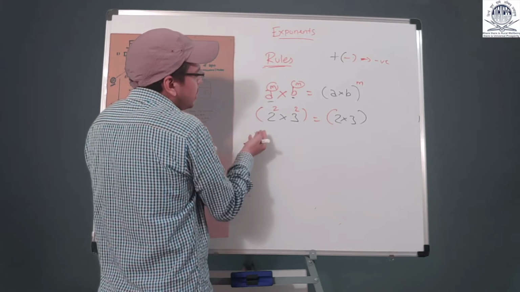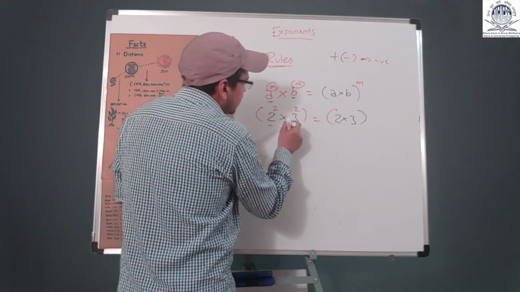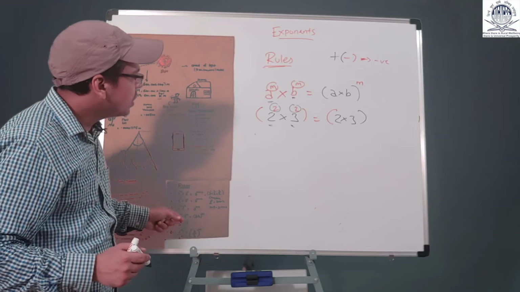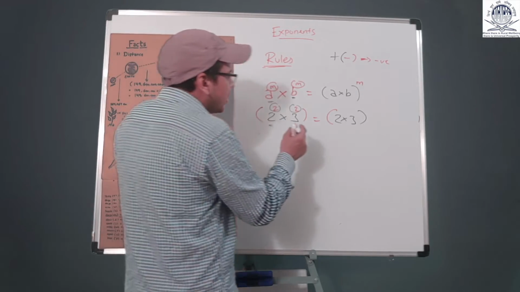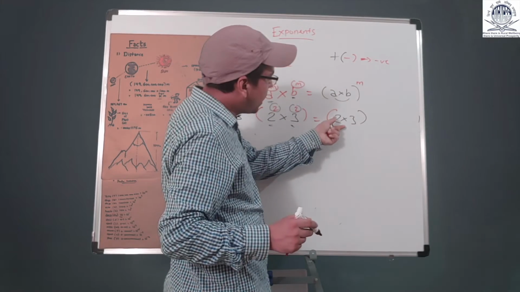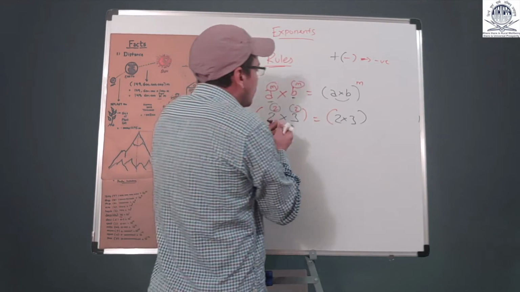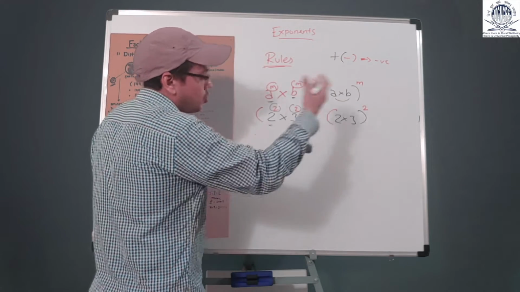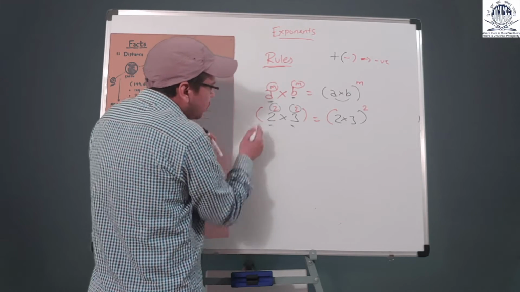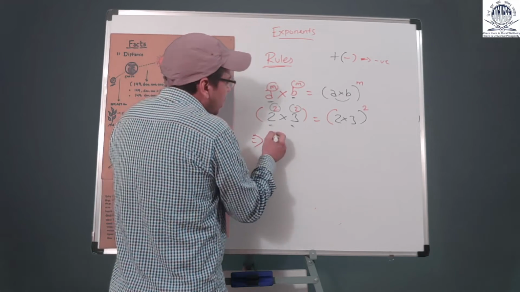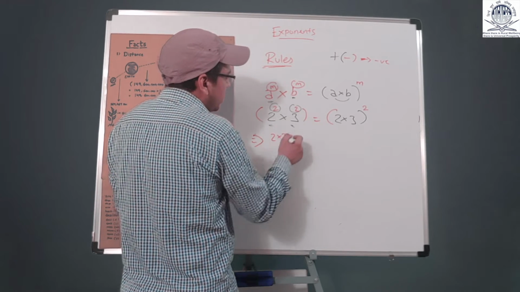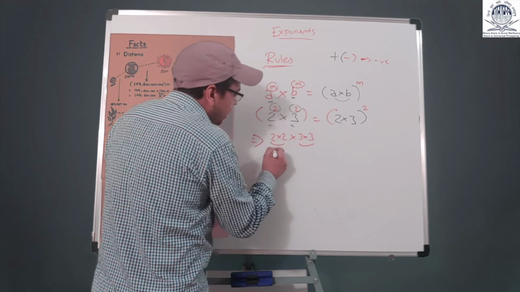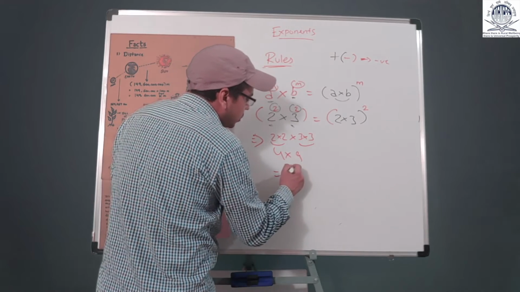So let's revise. I'm taking a as different, I'm taking b as different, but the m part is the same as per this rule, a raised to m into b raised to m. So both have got to be the same. And now we are saying that these will multiply a and b, but this exponent will go to the whole. So if we solve this individually, 2 raised to 2, we know it is 2 times 2, and we have 3 raised to 2, we know 3 times 3, which essentially would be 4 times 9, and it should be 36.